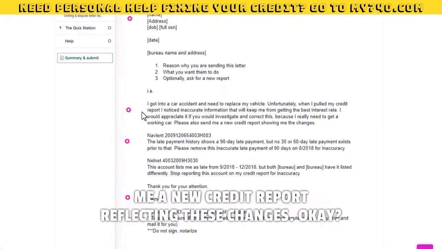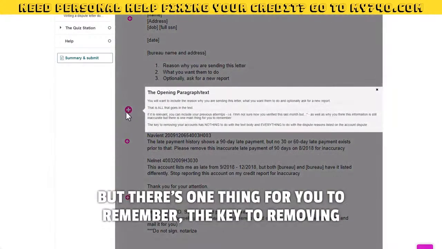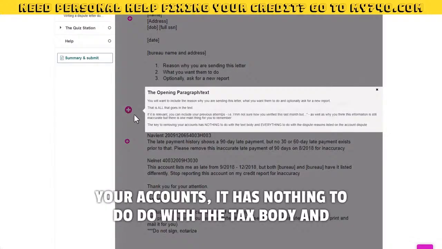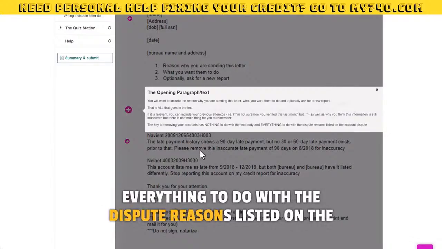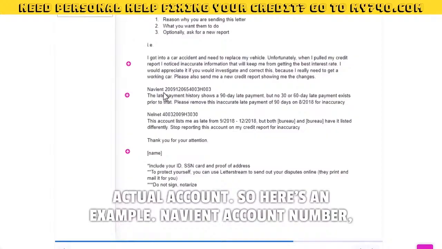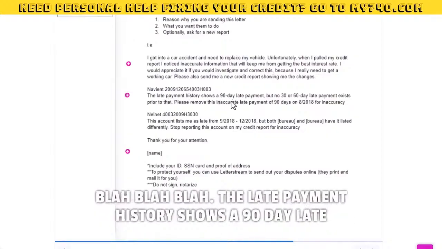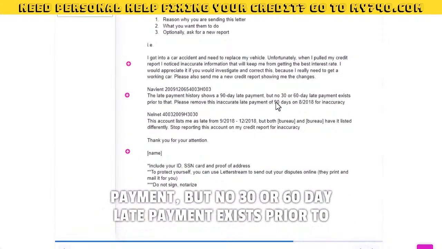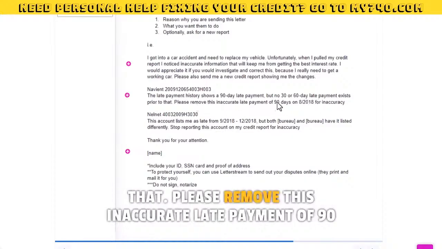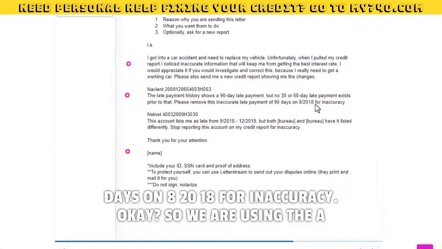Please send me a new credit report reflecting these changes. The key to removing your account has nothing to do with the text body and everything to do with the dispute reasons listed: account, Navigant, account number, and so on. The late payment history shows a 90-day late payment, but no 30 or 60-day late payment exists prior. Please remove this inaccurate late payment of 90 days on 8/2018.